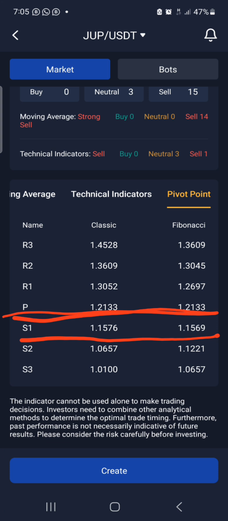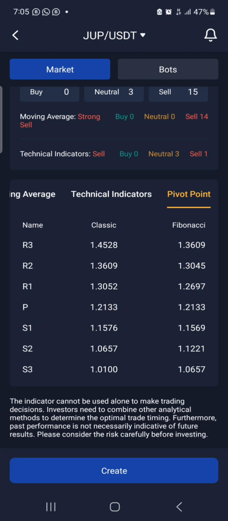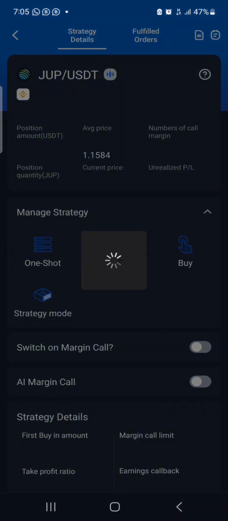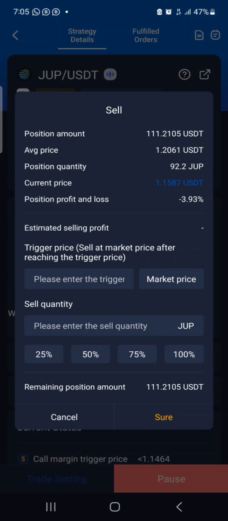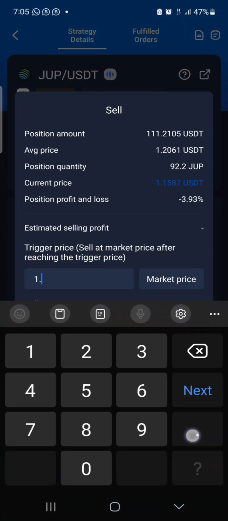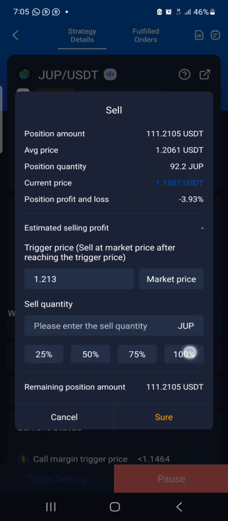So what I'm going to do is I expect that price to go from 1.1585 to 1.2133. So I'm going to set my coin as usual, but I must set it before I put this. I'll put sell here, and I'll put the market price here, which is 1.213, which we've seen there. And then we shall tell the robot, that is the trigger price we've set, to sell 100% when it reaches that price.